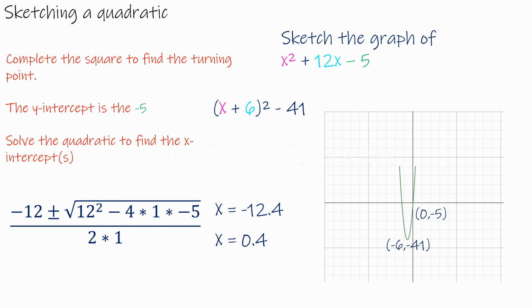So logically, we're going to label the minus 12.4 in the negative part of our graph over here, and the y-axis at the x-intercept is always going to be 0, and then over at our positive side, we're going to have 0.4 for our other x-intercept.